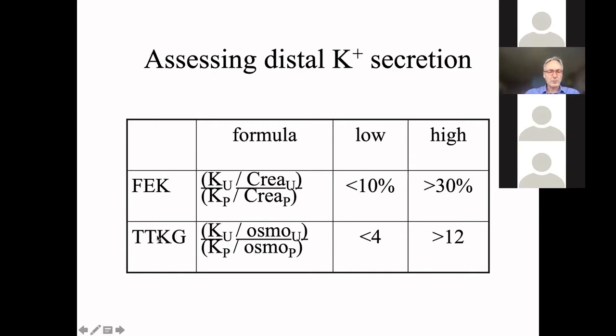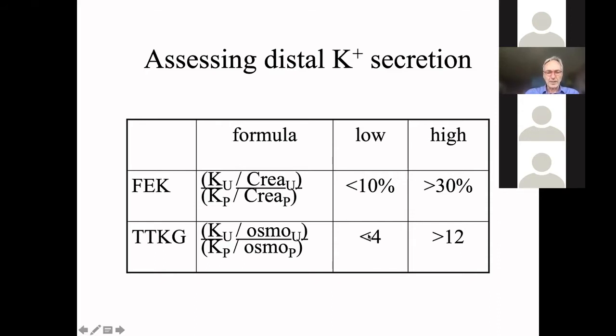And the transtubular potassium gradient is what physiologists then dreamt up instead of the fractional excretion, and it is supposedly specific for potassium secretion in the collecting duct. That's based on the idea that the concentration of potassium in the urine can only change because of two factors. One is you secrete potassium into the collecting duct, so you increase the concentration by secretion, and the other one is that you extract water and thus increase the concentration. And the water extraction obviously is best assessed by the osmolality. So it's calculated just like the fractional excretion, but you use osmolality instead.